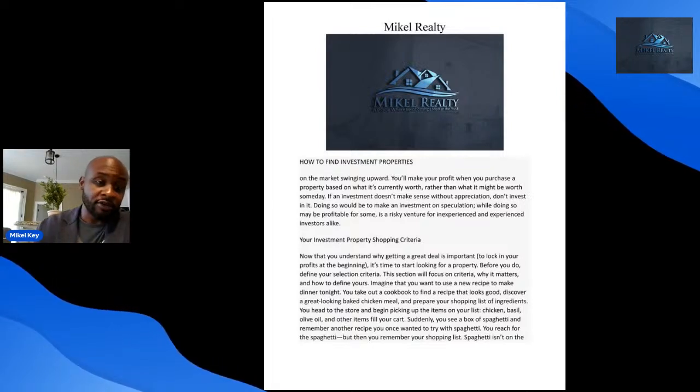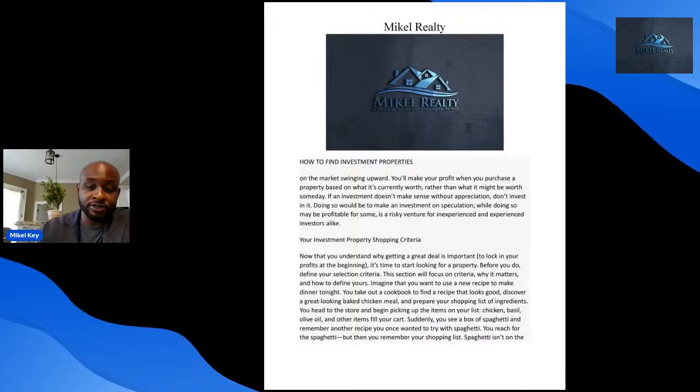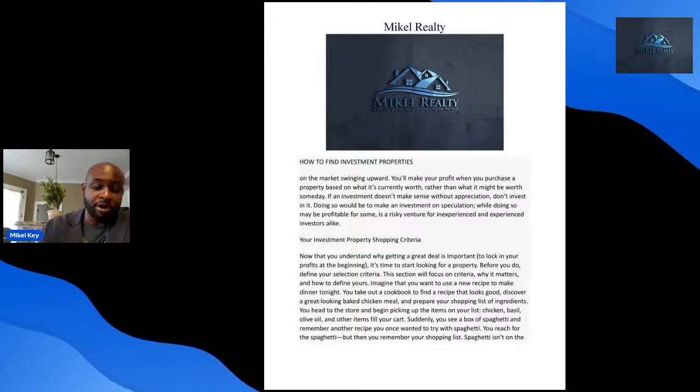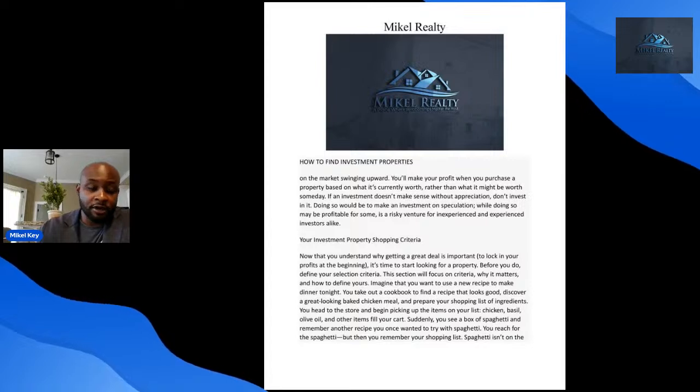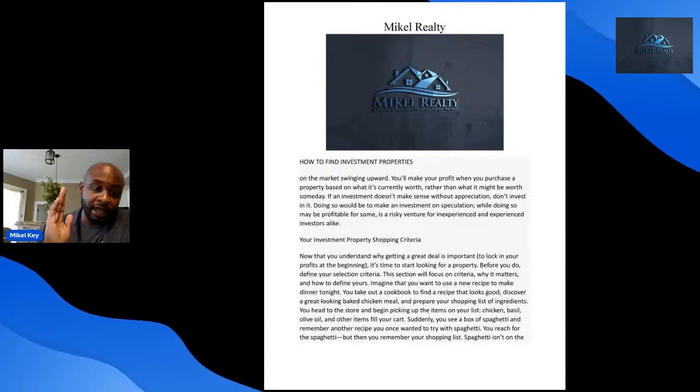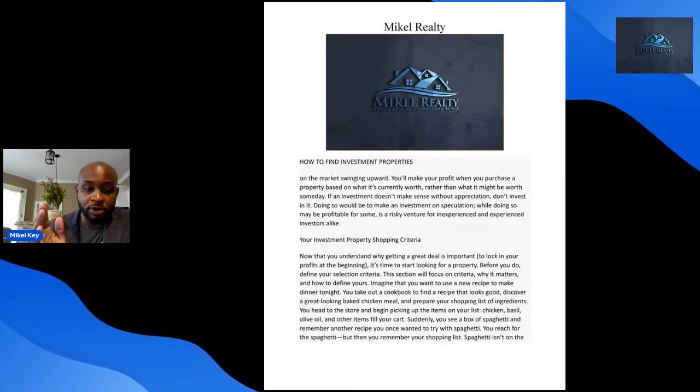AI has kind of taken over the real estate industry, and there are so many different tools you can use to research properties. But how to find investment properties? Early on, I would get investors straight into the AI data so we can work smarter and not harder.